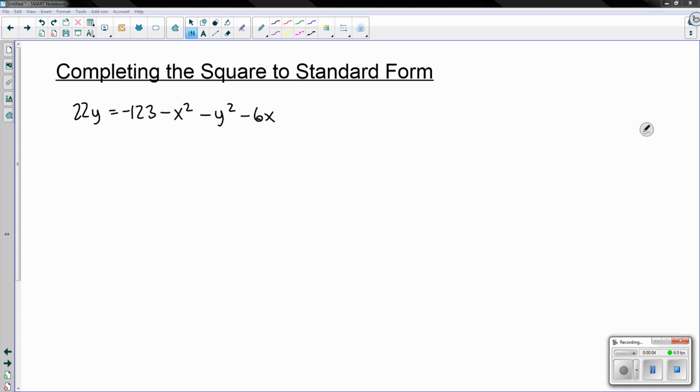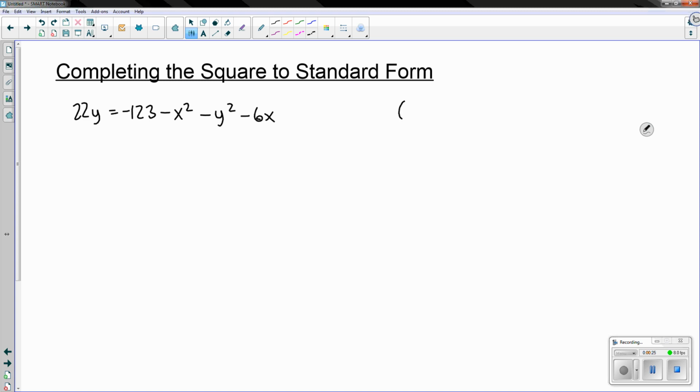Completing the square to standard form. This video will cover when we have equations of circles that are in formats that do not allow us to easily identify the center and the radius, and taking those formats and manipulating them so we do get our standard form equation, which does allow us to easily identify center and radius.